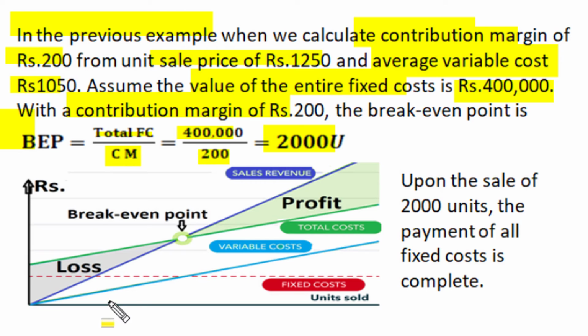So when we manufacture and sell 2000 units of suitcase, the contribution margin of 200 will cover the entire fixed cost of 4 lakh rupees, and if our sale is more than that, then the extra sales revenue beyond total cost will generate profit. If our sale or production remains less than this break-even point, then the total sales revenue couldn't cover the total cost of production, and in that case our activity will generate loss.